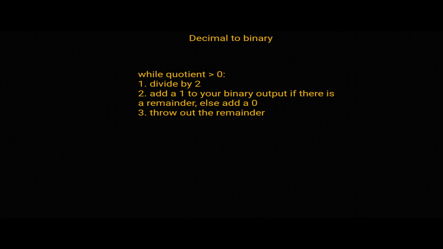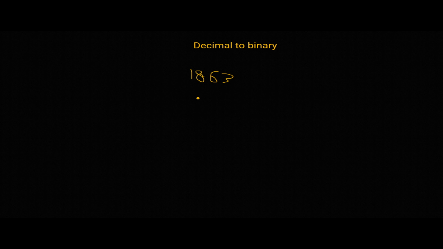Very quickly, here are the rules for converting a decimal to a binary number. While the quotient of the number is greater than 0, we will divide it by 2. We will then add a 1 to the binary output if there's a remainder, else we're going to add a 0. And we'll throw out the remainder of the number that we divided. And then we will repeat this until the quotient is 0. Every time we do that, if there's a remainder of 1, we add 1 to our binary number, and if there's no remainder, we add a 0. So I'll just erase this and we will start.